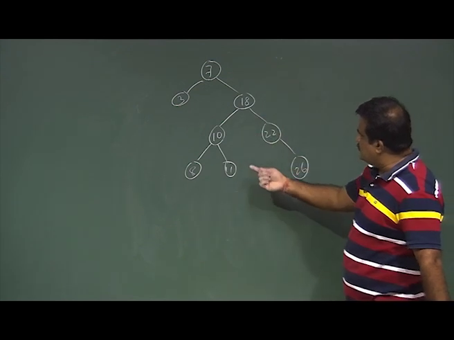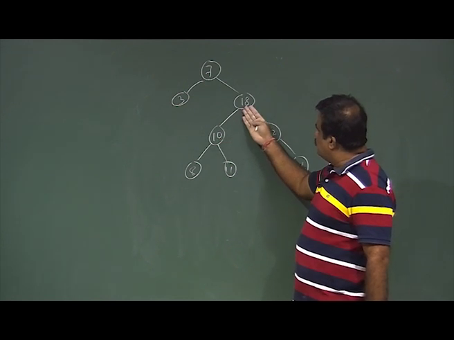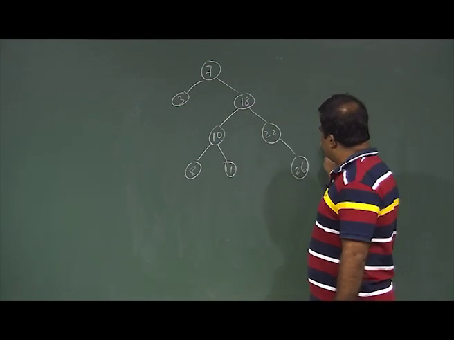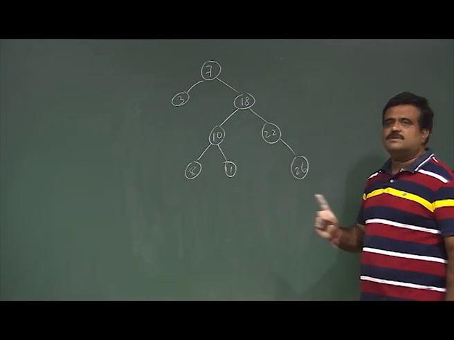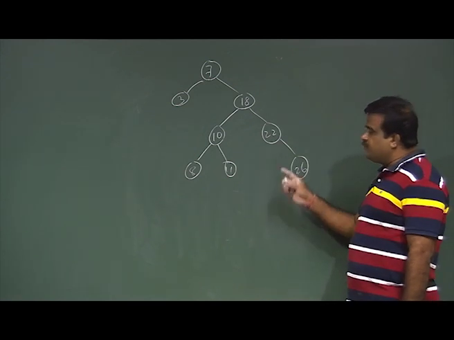Suppose these are the numbers given, and this is a binary search tree. If you look at 18, all the nodes in the subtree rooted on the left are less than 18, and all the nodes in the subtree rooted on the right are greater than 18. So, this is a binary search tree. Now, we want to make it a complete tree, so we will introduce nils.